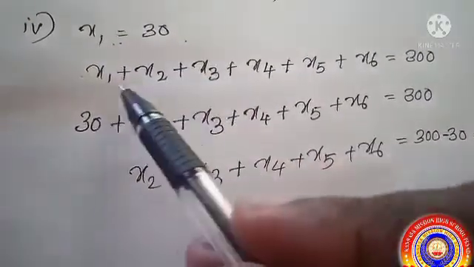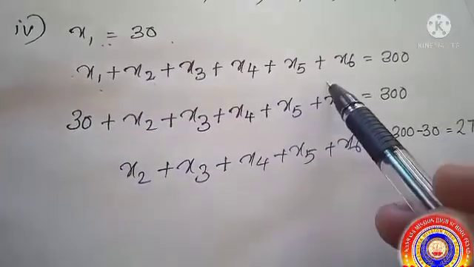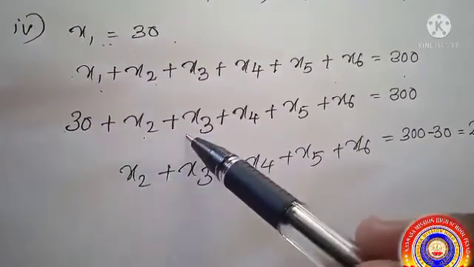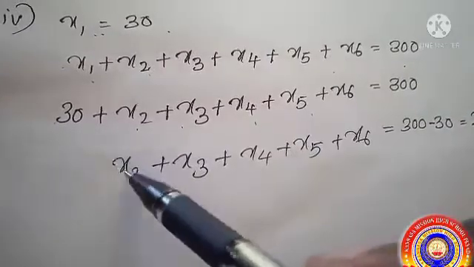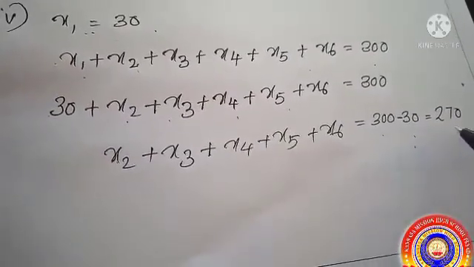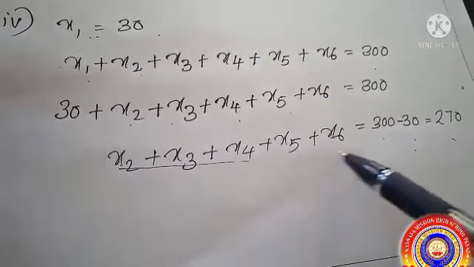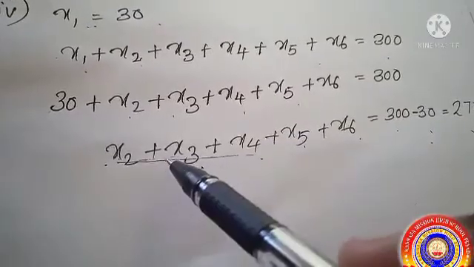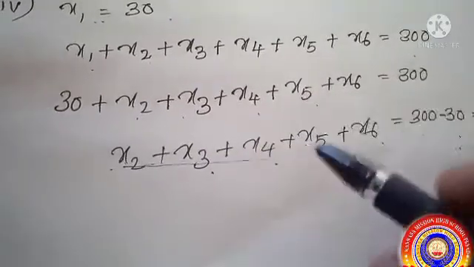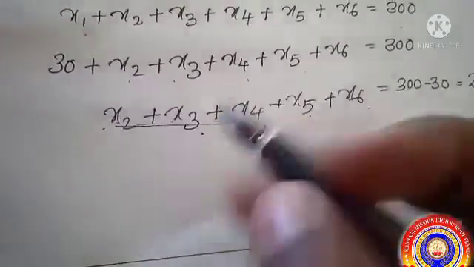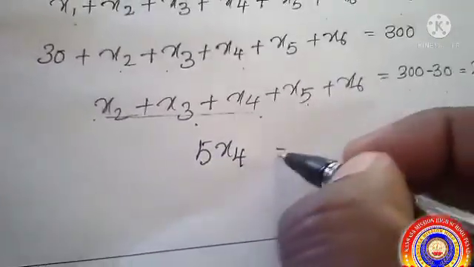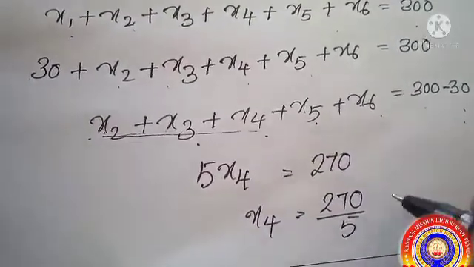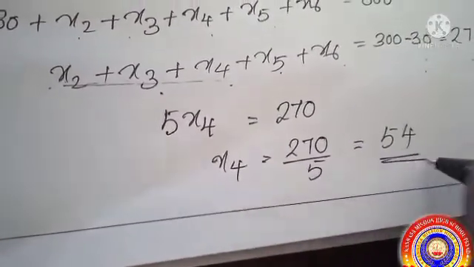Next, sub question number 4. Here the first term is 30 and the sum of 6 consecutive terms is equal to 300. Here the first term 30 plus x2 plus x3 plus x4 plus x5 plus x6 equal to 300. Then x2 plus x3 plus x4 plus x5 plus x6 is equal to 300 minus 30, 270. Here these are 5 consecutive terms of an arithmetic sequence, and their sum is equal to 5 times the middle term. That means 5x4 equal to 270, x4 equal to 270 by 5, which is equal to 54.